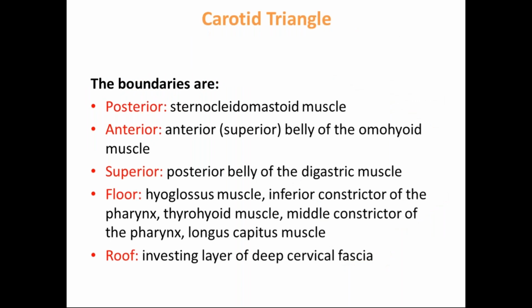Next, carotid triangle. So, what are the boundaries of the carotid triangle? Carotid triangle is bounded posteriorly by the sternocleidomastoid, anteriorly by the belly of the omohyoid, superiorly by the posterior belly of the digastric. Floor will be hyoglossus muscle, inferior constrictor of the pharynx, thyrohyoid muscle, middle constrictor of the pharynx, longus capitis muscle. Roof will be investing layer of deep cervical fascia.